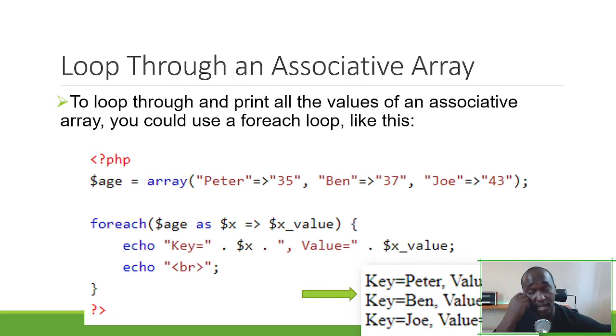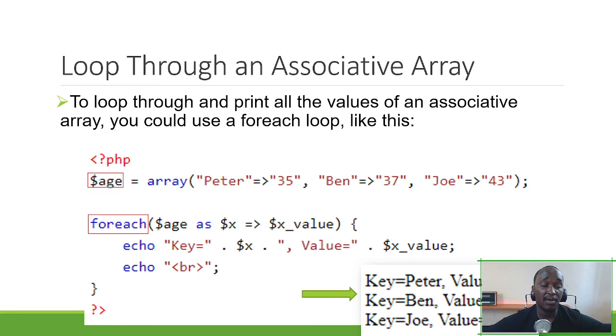Okay, so how then do we loop through an associative array? Now, because associative arrays are named and they don't have the key values 0, 1, 2, etc., we cannot use a for loop to loop through an associative array. For that, we have the foreach loop. So that is how we use the foreach loop.